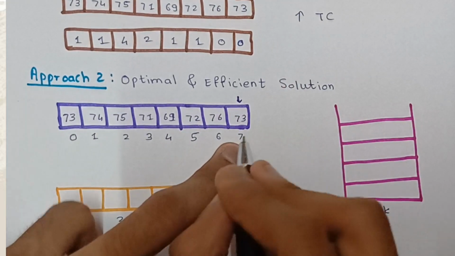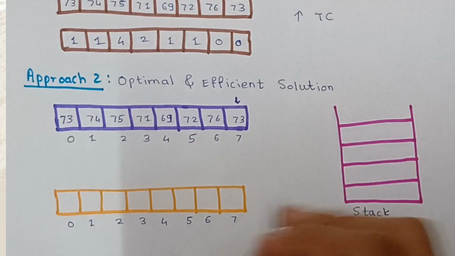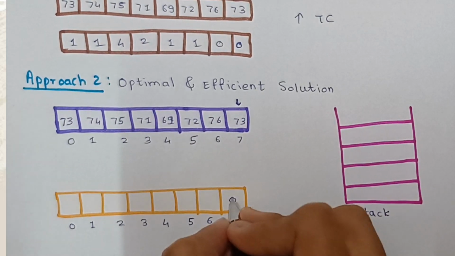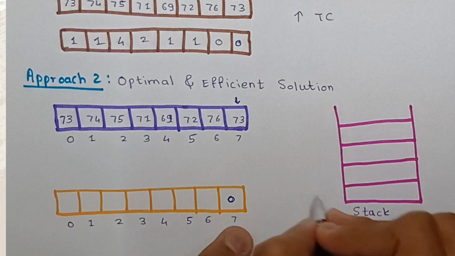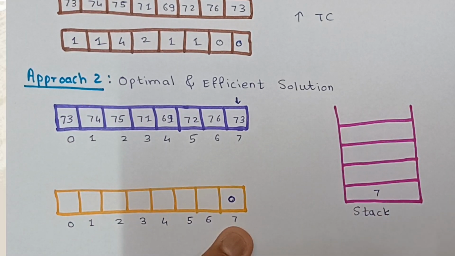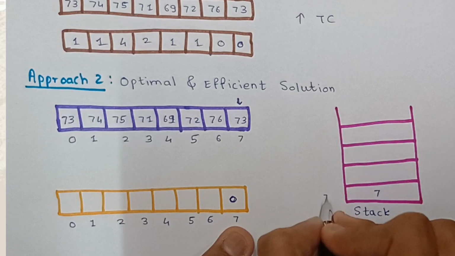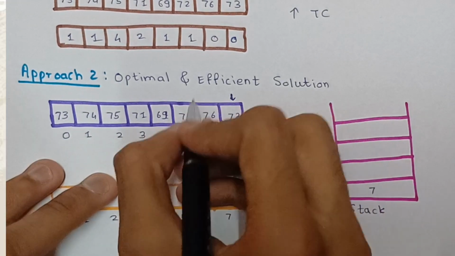Now it is the last element of the array and the stack is empty. So what we will do: if the stack is empty, then we put 0 in the newly created array at that index. 73 will be added, meaning in the stack we will put index 7, which refers to 73. Now we will move forward.